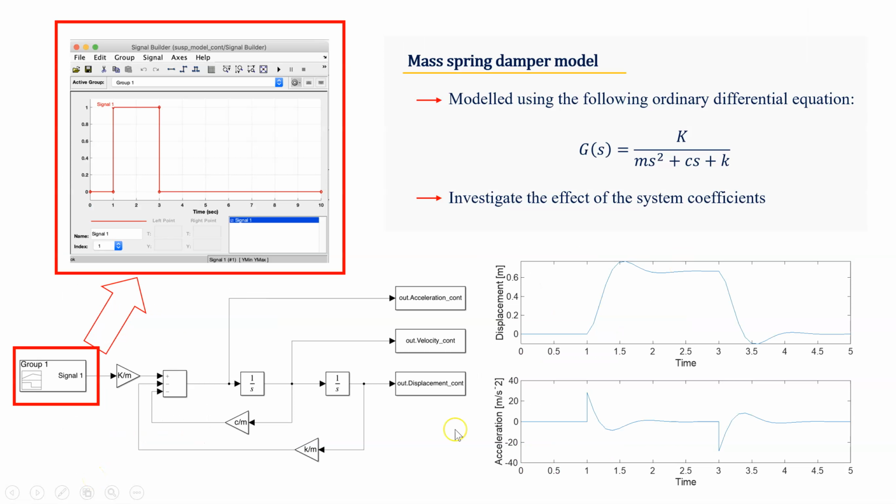And this will give you these graphical outputs given here. So here we've got displacement. You can see the initial displacement of the system. It's got a little bit of overshoot, so slightly underdamped. And here you can see the corresponding acceleration.